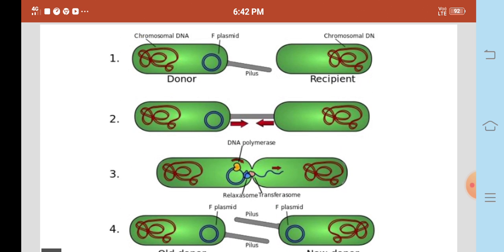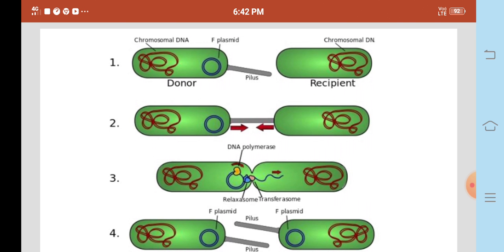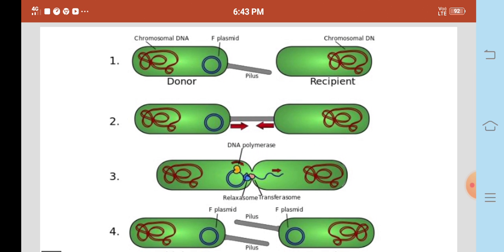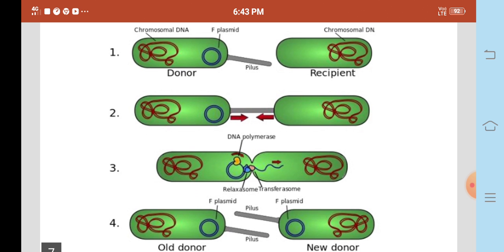Here we are observing the structures of the conjugation process, the mechanism of the conjugation process. Chromosomal DNA and F plasmid: this is the donor cell. The other one is the recipient cell. The recipient cell contains chromosomal DNA. The donor cell contains chromosomal DNA and also F plasmids, and has a pilus. The donor is the male cell and the recipient cell is female. The female cell is called the F minus cell and the male cell is called the F plus cell.